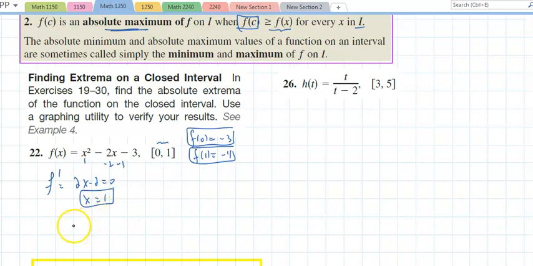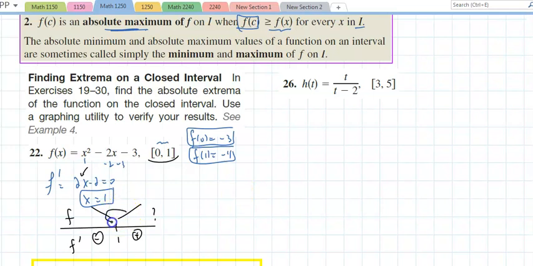So if I do my testing, there's 1, there's the derivative, and there's f. If I pick a point to the left of 1, say 1/2, 2 times a half is 1, and 1 minus 2 is negative. If I pick a point to the right of 1, even though it's not in the interval, so this point is really not going to help me much, but let's say I pick 2: 4 minus 2 is positive. This function is decreasing, then increasing.